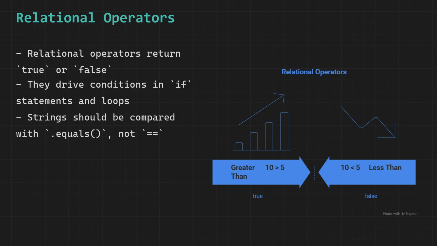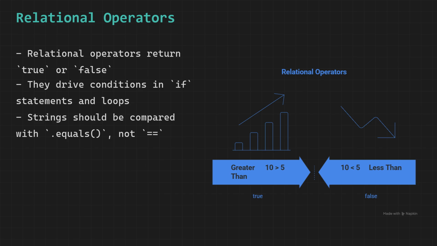Double equals checks if 2 values are equal. 5 equals equals 5 is true. 5 equals equals 6 is false. Not equals checks if they are not equal. 5 not equals 6 is true. Greater than and less than check which value is larger or smaller. Greater than or equal and less than or equal check those boundaries inclusively.